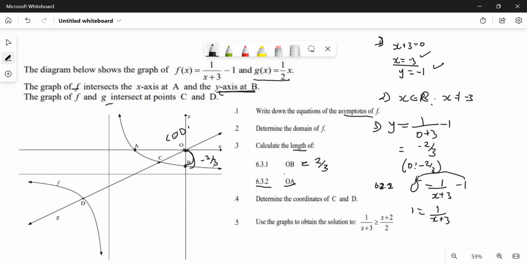What do you do from here? You cross multiply. It says x plus 3 is going to be 1. Multiply by 1, and then you divide by 1 on both sides. And then you say you have x plus 3, which is going to be 1. Take this one to the other side. It says x is going to be 1 minus 3. Therefore, what is going to be our x? Minus 2.